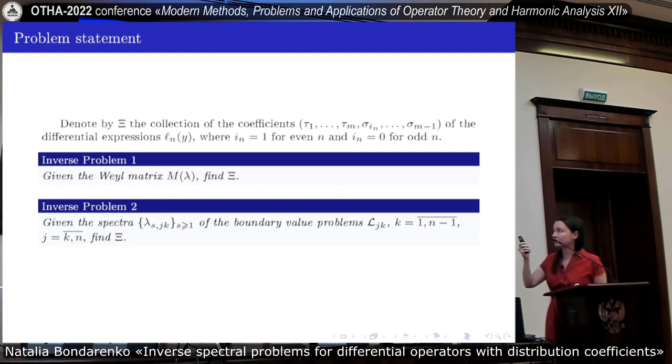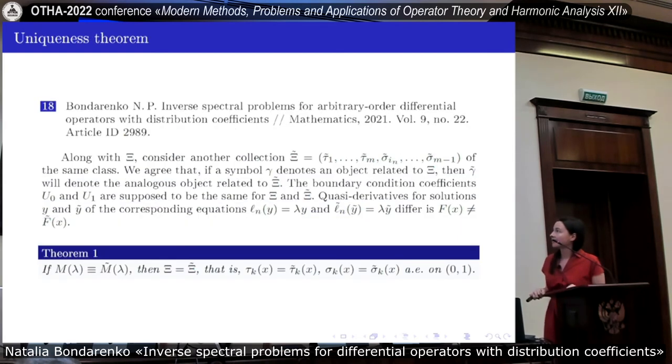And the second problem is formulated because it's a generalization of the Borg inverse problem. The Borg inverse problem for the Sturm-Liouville operator is to construct the potential by two spectra, and here we construct the coefficients by several spectra of the boundary value problems for the same equation with certain boundary conditions. And in this paper, the uniqueness theorem for this inverse problem was proved. We consider, along with xi, another collection xi with tilde of the same class.